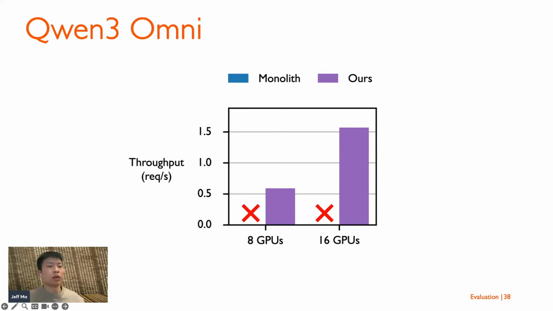In addition, we are able to run Qwen3 Omni on Cornserve, which is not possible in a monolithic deployment because of an OOM error on the GPU side.